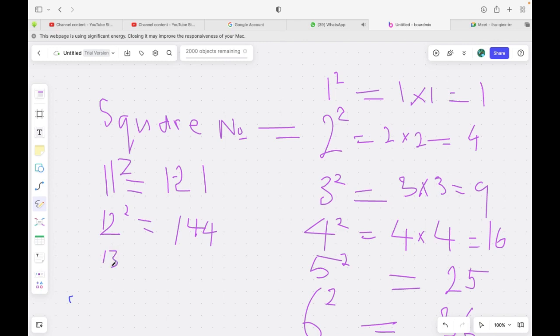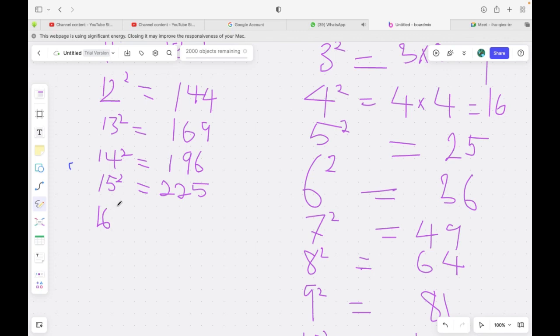13 square is what? 169. 14 square is what? Is it 196? Yep, it's 196. 15 square is what? 225, right? 225.